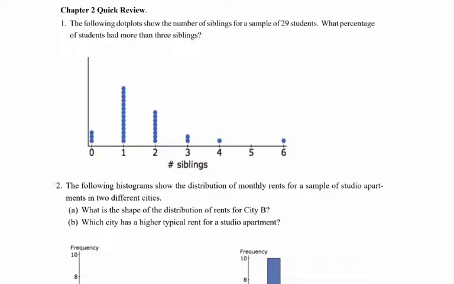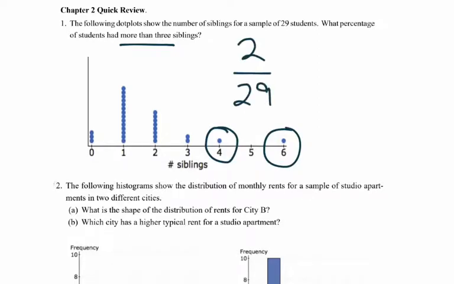What percentage of students had more than 3 siblings? So make sure you're reading the question carefully. More than doesn't include 3, so we're looking at 4 or 6 siblings. So that means we had 2 out of 29. You can really leave it as a fraction. I'm really not too picky about how you write your answer, but they did ask for a percentage, and my math lab is going to certainly be a lot pickier than I will in terms of how you put your answer in. So this is about 0.07 or 7%.